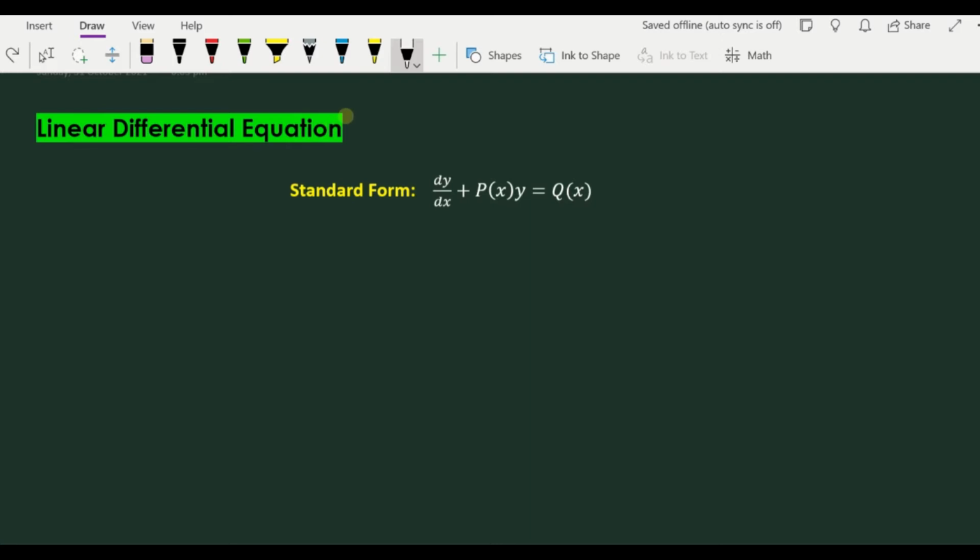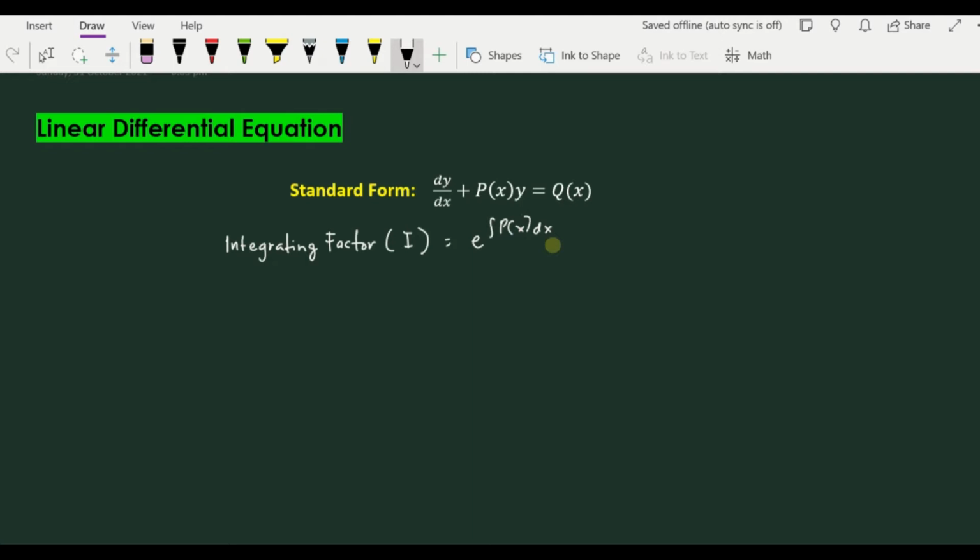Okay, so sa linear differential equation, meron tayong tinatawag na integrating factor. So, napakahalaga ng integrating factor sa linear differential equation. Okay, so we will denote the integrating factor as I. So, ang integrating factor is equal to e to the integral of p of x dx.